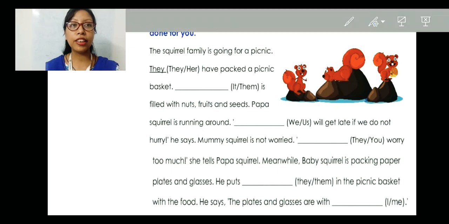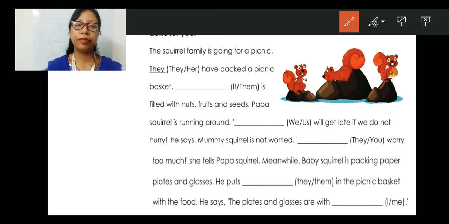Same way, but this is a paragraph, okay? Let's start. The squirrel family is going for a picnic. So this is a story about a squirrel and its family and the whole family. So as it is about family, that means it is a plural, right? So the option is given.